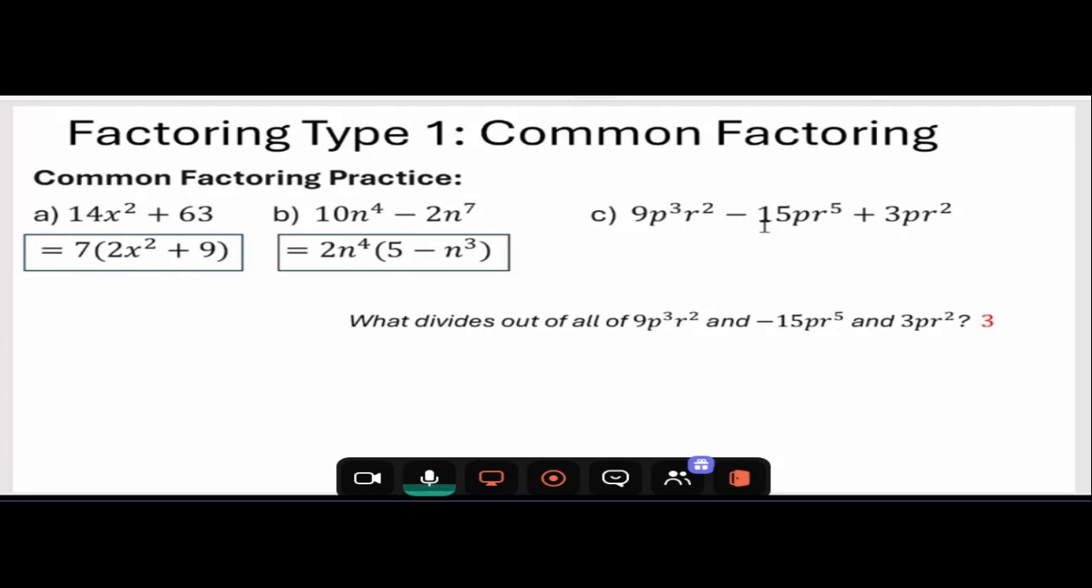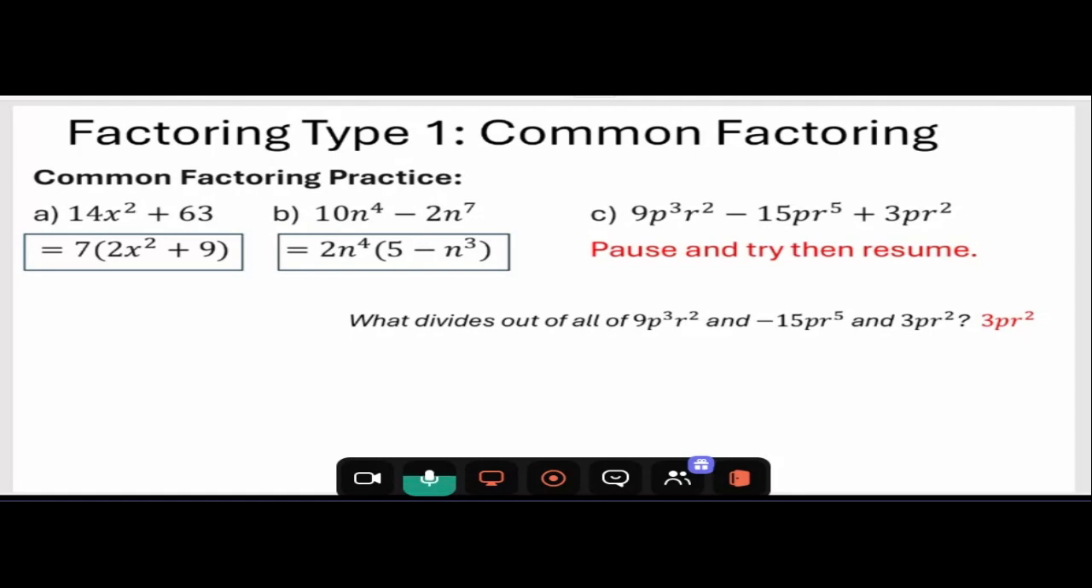P cubed, P and P. Well, we can only pull out a single P, right? Because all 3 terms have just one P. And if there was any term that didn't have any P's, you couldn't pull out the P's at all. Only if it's in all 3 terms. And what about the R's now? We have R squared, R to the 5th, and R squared, so we can pull out R squared. 2 of the R's can come out of the first and the last term, and the middle term, 2 out of the 5 R's can come out. So R squared divides out of every term.